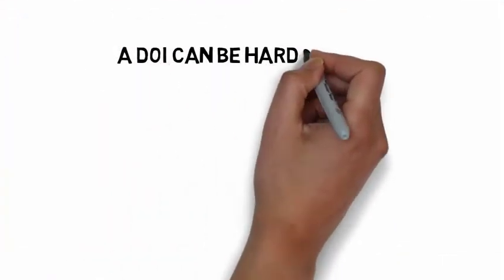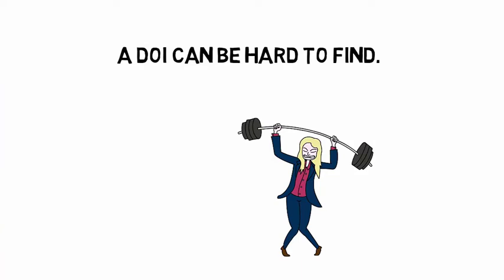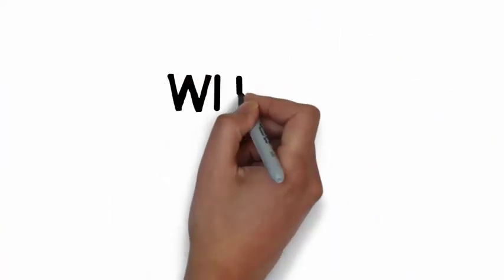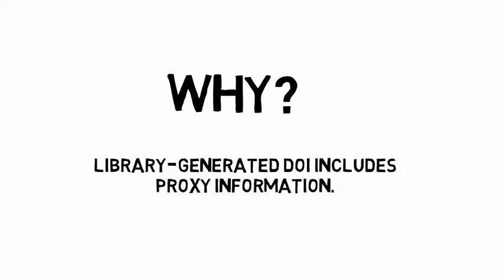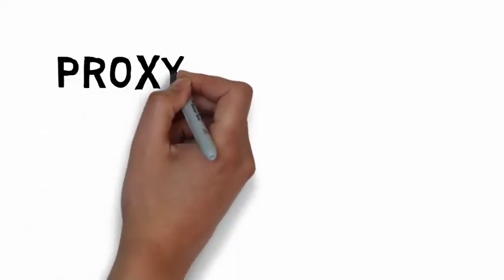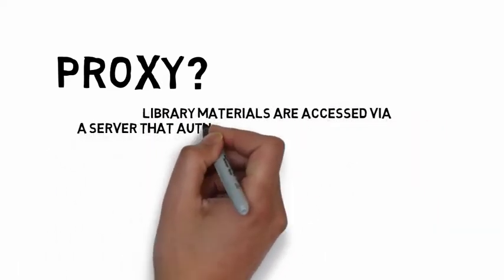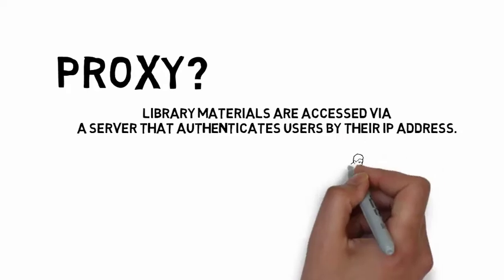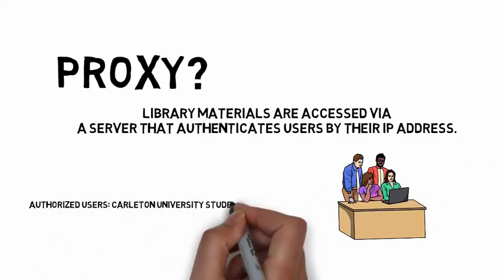A correct DOI can be hard to find, particularly if you access the publication through the library website. Why? Because a library-generated DOI includes proxy information. So what's proxy information? Library materials are accessed via a server that authenticates users by their IP address. Authorized Carleton University users are current students, staff, and faculty.